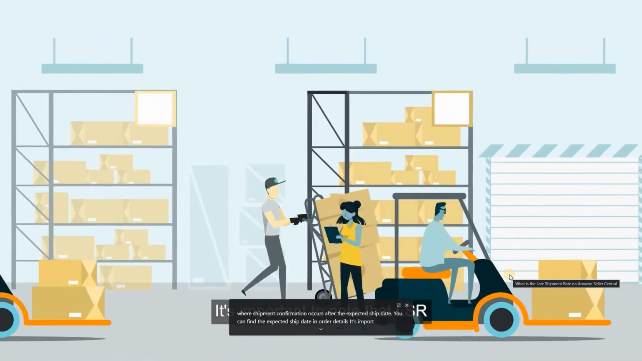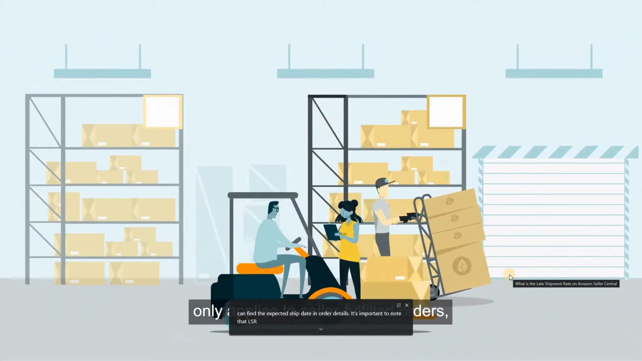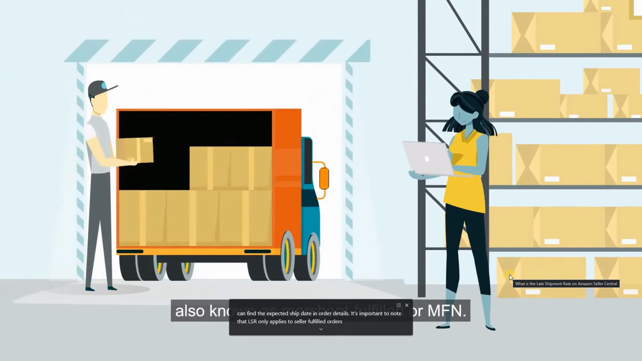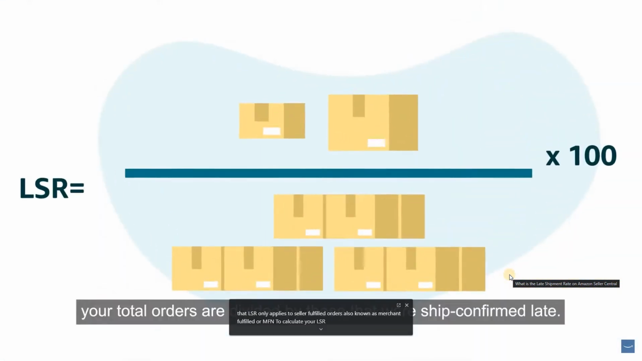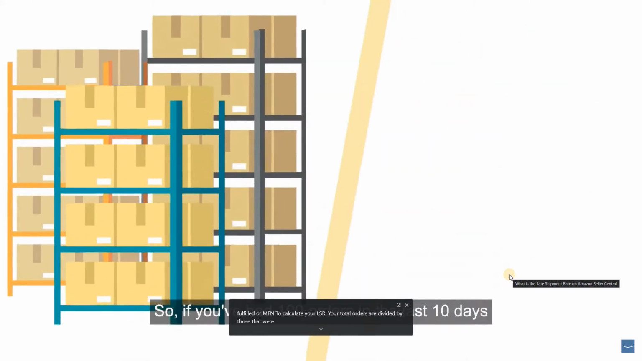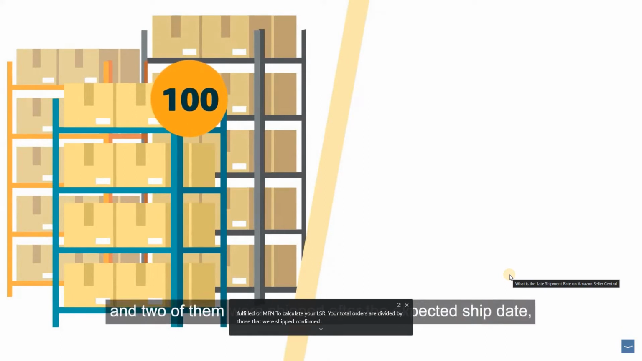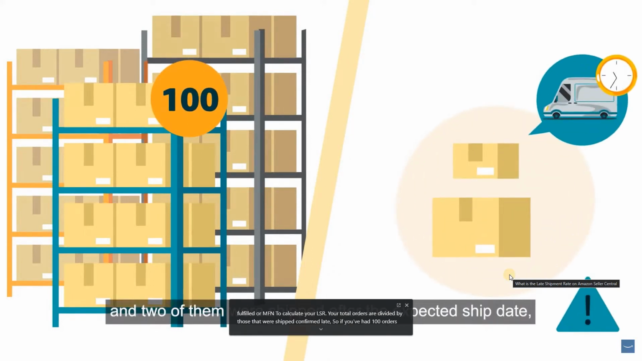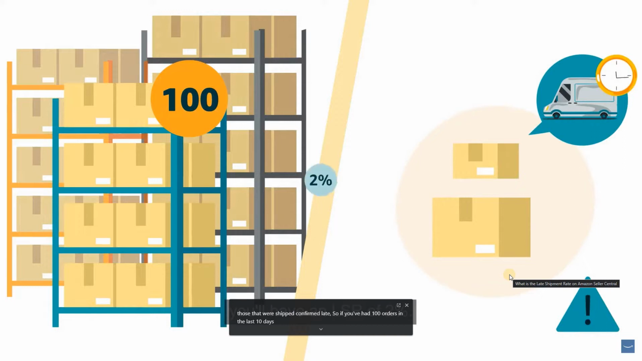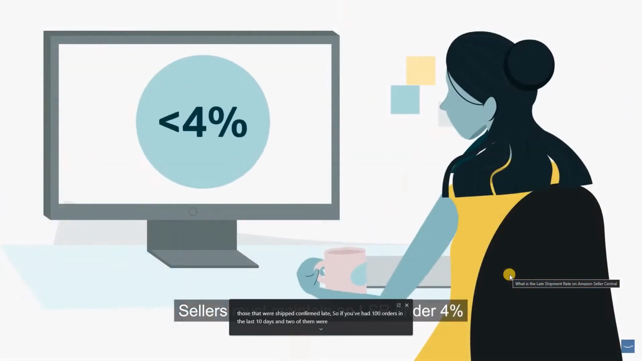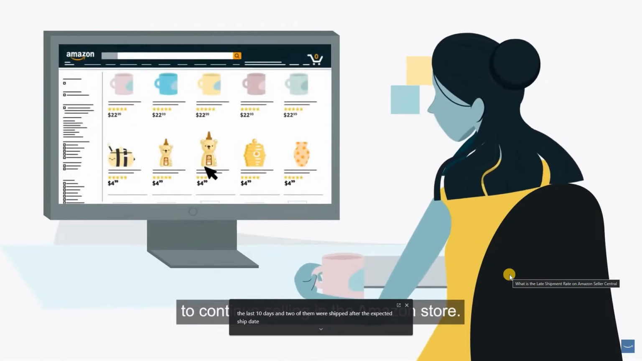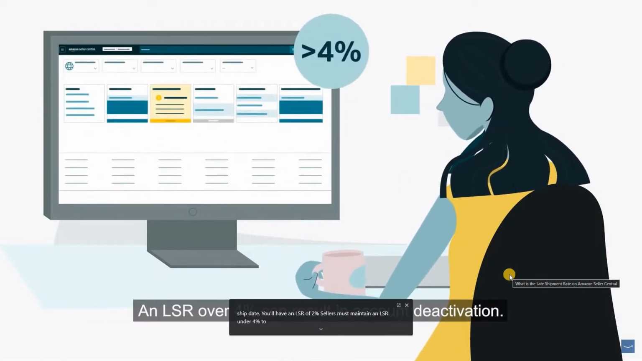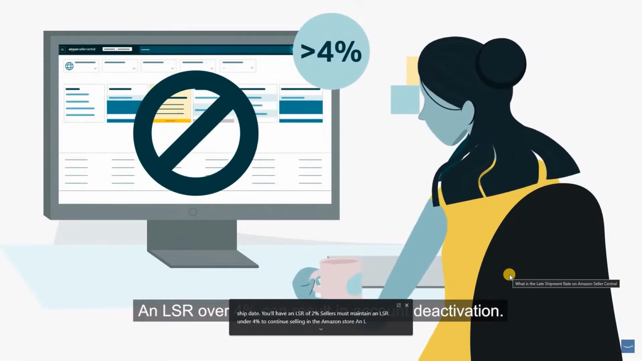It's important to note that LSR only applies to seller-fulfilled orders, also known as merchant-fulfilled, or MFN. To calculate your LSR, your total orders are divided by those that were ship confirmed late. So if you've had 100 orders in the last 10 days and 2 of them were shipped after the expected ship date, you'll have an LSR of 2%. Sellers must maintain an LSR under 4% to continue selling in the Amazon store. An LSR over 4% can result in account deactivation.